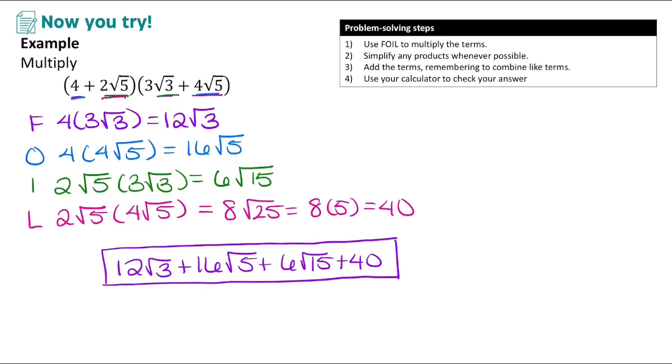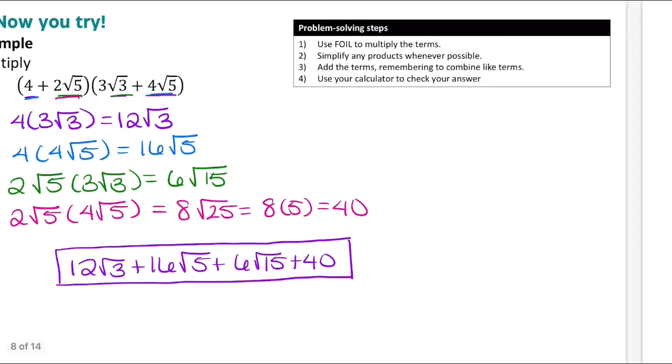Inside, 2 square root of 5 times 3 square root of 3, so we have 6 times the square root of 15. Last, 2 square root of 5 times 4 square root of 5, so 2 times 4 is 8. Square root of 5 times 5 is the square root of 25. Well, the square root of 25 is 5, so this is just basically 8 times 5, which is equal to 40. Then in our final step, we add up all our terms, and these are all unlike terms, so I just leave them like this.